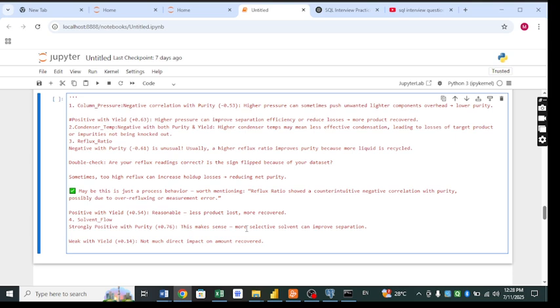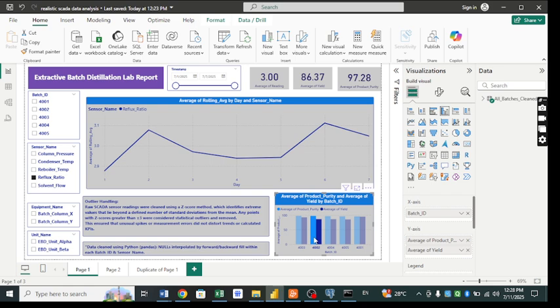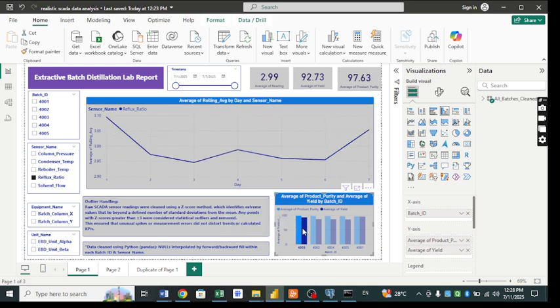In this project, analyzing shift-wise and sensor-wise trends showed that a higher reflux ratio maintained purity but lowered the yield for batch 4002. Operators can adjust the reflux ratio and runtime to balance these KPIs, aiming for batch 4003's performance.